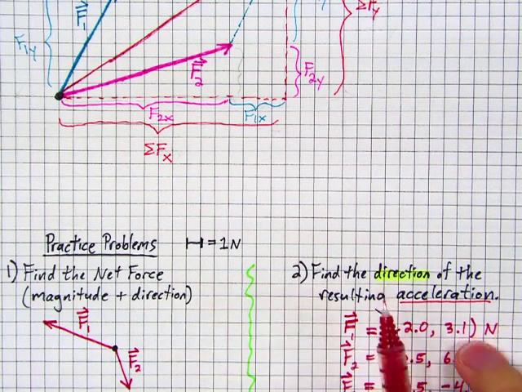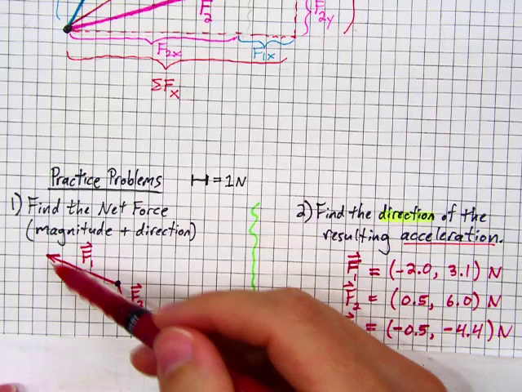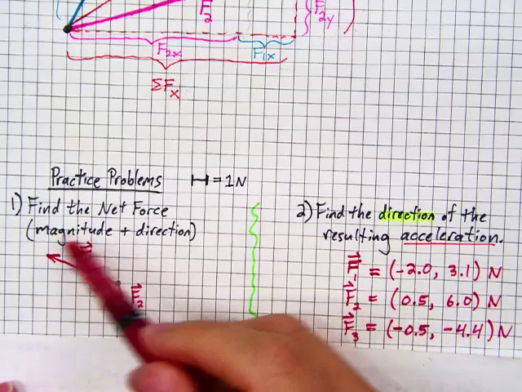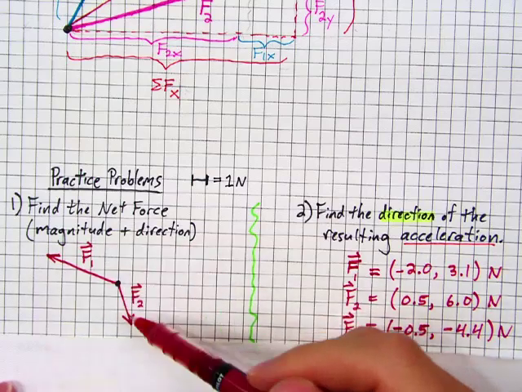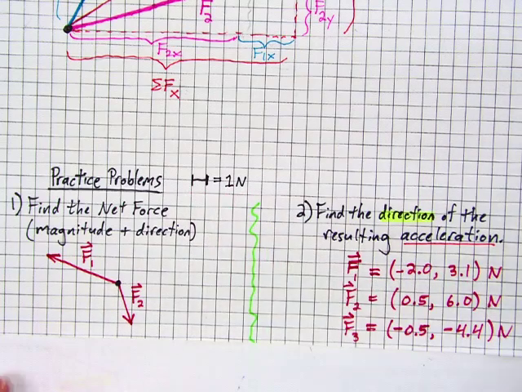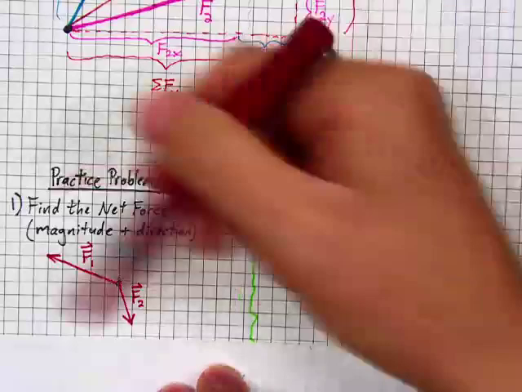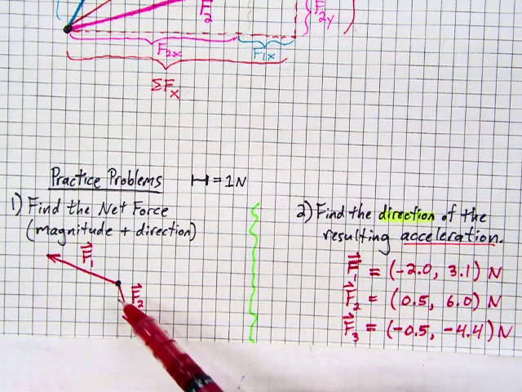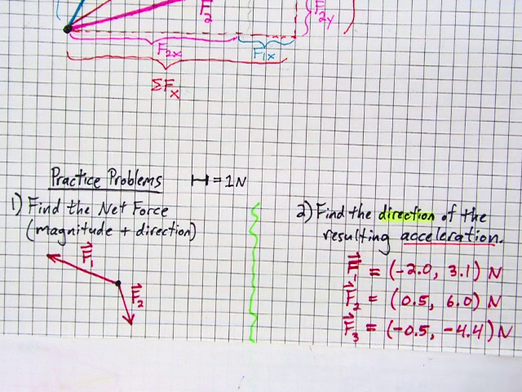Okay, in this first problem here, I've given you two forces to add. Find the net force, find the magnitude and the direction of that net force. Here again, we're using a scale where one grid space equals 1 newton. Go ahead and do this one first, and then we'll talk about number 2. Pause the video, get yourself some graph paper, and using any means that you like from the last 3 videos we've watched, find the magnitude and direction of that net force.